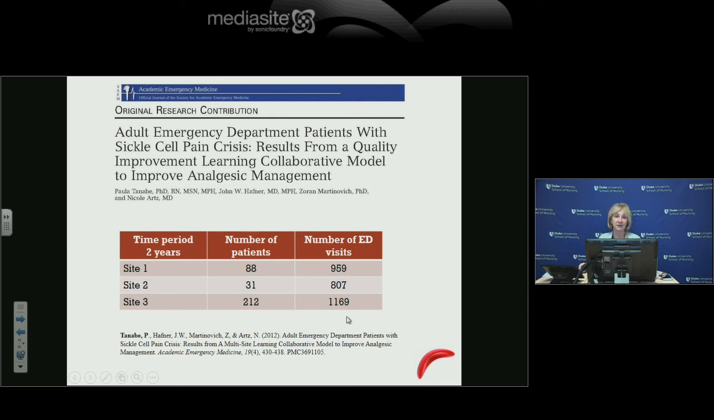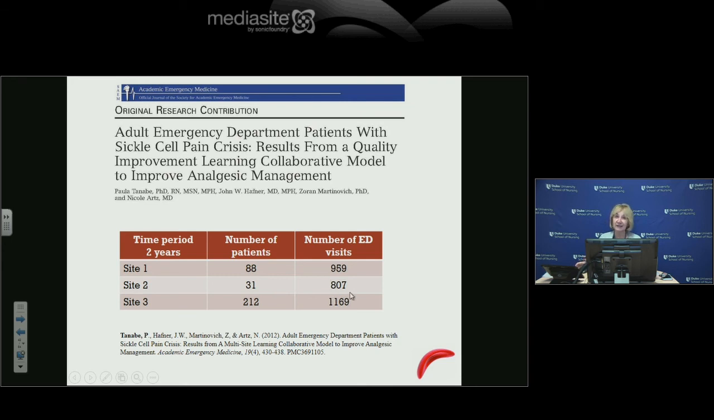They had almost as many visits as the other 2 urban academic sites with a much bigger number of sickle cell patients. What we learned from this is that some of these 31 patients were, first of all, really, really sick. And second, there was not a single physician or provider, nurse practitioner, anyone in this hospital system that would see a sickle cell patient on the outpatient side. So literally the only place these sickle cell patients had to get care was in the emergency department.